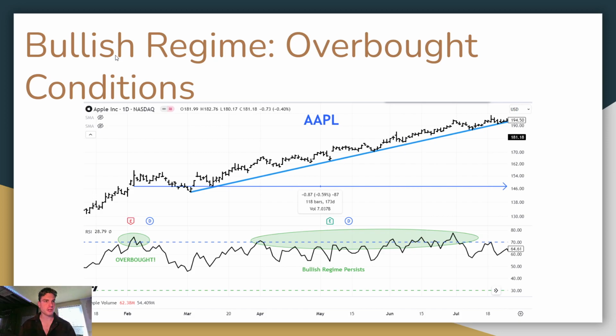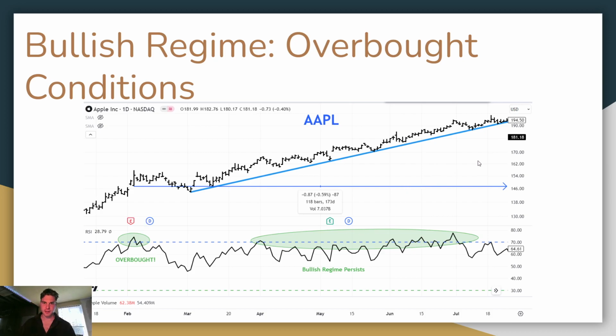Here's what I'm talking about. We're going to look at a bullish regime. This is when we're getting consistent overbought conditions. This is Apple from earlier this year, back in February of 23. You can see we got our first overbought reading here in February, and then we never got an oversold reading for this entire time. We just kept seeing more overbought, more overbought, more overbought, and that continued for almost half the year, all the way from February until the end of July.